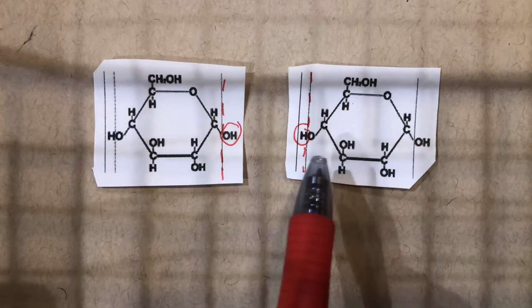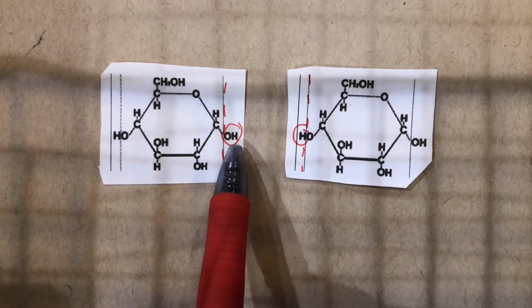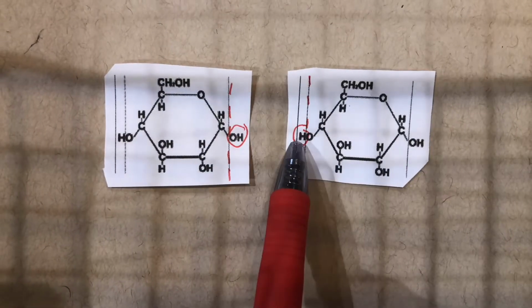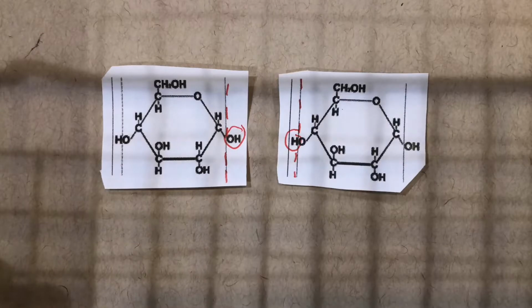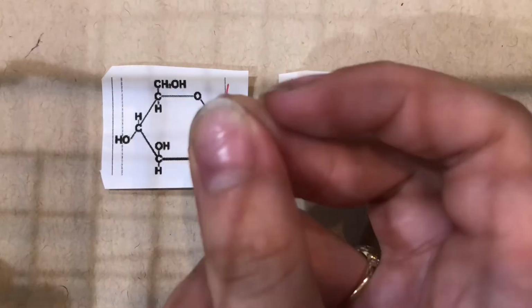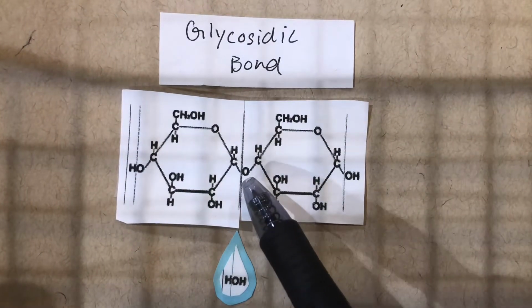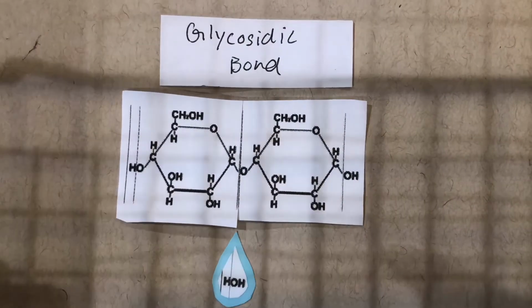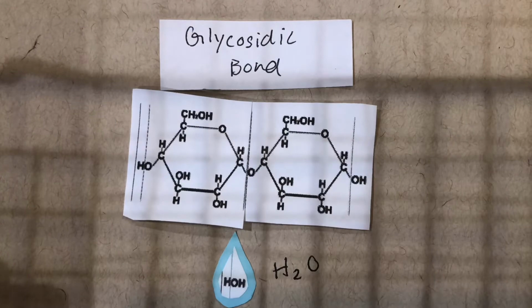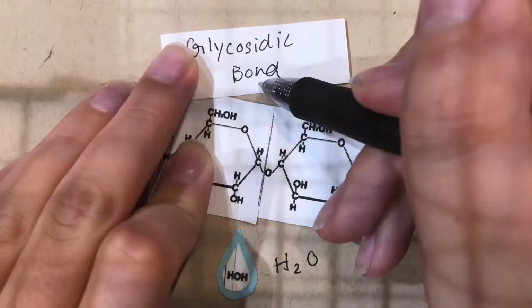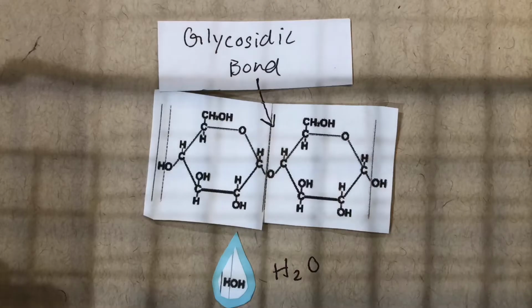Since dehydration synthesis involves removing water, we need a hydroxide from one and a hydrogen from the other. Removing these creates a glycosidic bond, a disaccharide, and water. Now, the water is written as HOH and not H2O, but is the same compound. The glycosidic bond can be found between a carbon and an oxygen of the glucose molecules.